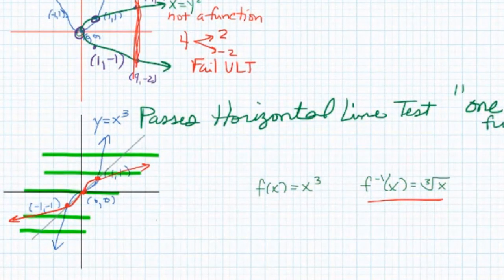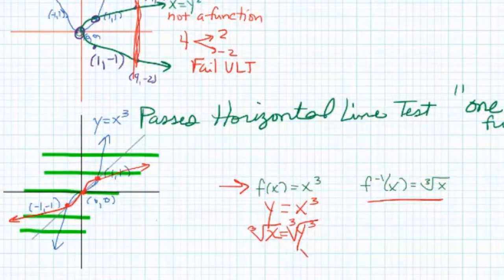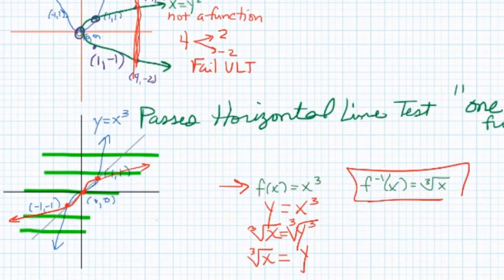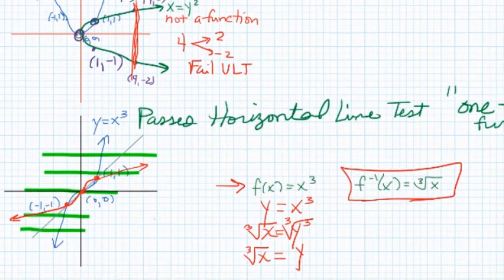Or another way of thinking of it is if I gave you f of x and I asked you to find its inverse, what would you do? You'd do the 4-step process, and you'd say y equals x cubed, switch the x and y's, x equals y cubed, and then solve for y. To solve for y, you would have to take the cube root of both sides, and you would get y equals the cube root of x, which you would name f inverse of x equals cube root of x.